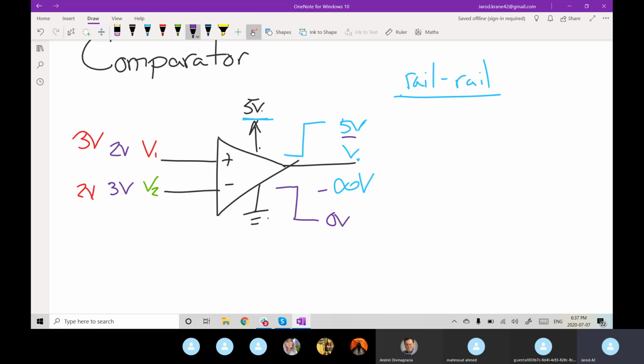So it works in both. It works either direction you go. If we have a greater voltage on our non-inverting or our positive pin, the output is just going to be tied to the high rail, 5 volts. Whereas if our inverting is higher, so our negative pin, that's just going to pull us down to our negative supply. So in our case, ground.